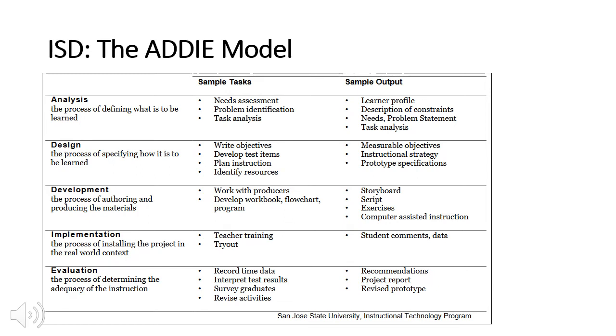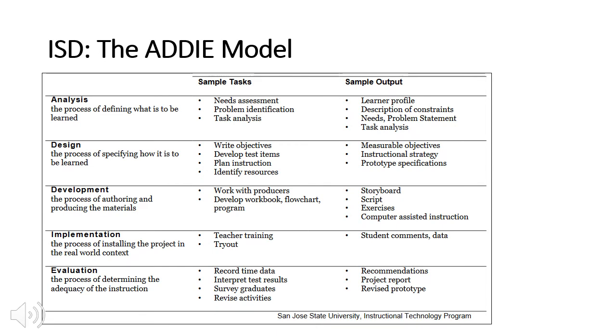Next, we go to the development phase, where the process of authoring and producing the material will start. This is the phase where we work with the producer. We will develop the workbooks, flowcharts, and programs. Outputs such as storyboard, script, exercises, and computer-assisted instruction or web-based instruction or mobile application will be produced in the development phase.